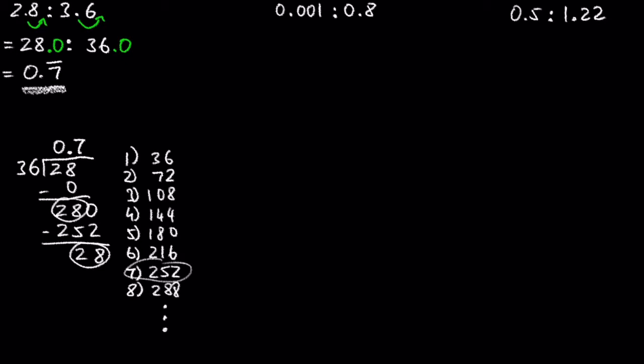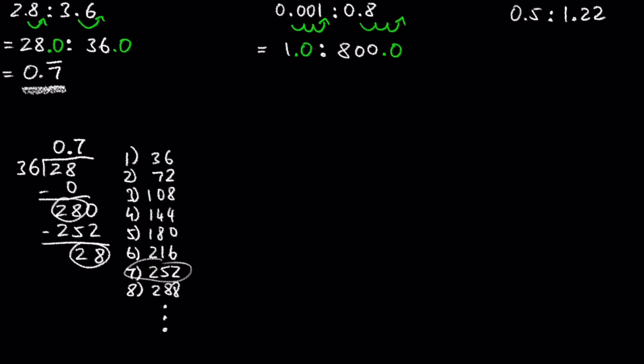Let's look at 0.001 divided by 0.8, where the dividend has more decimals than the divisor. Again, the first step is to move the decimal point 3 places to the right to get the whole number 1. But don't forget to move the decimal point of 0.8 also 3 places to the right. 1, 2, 3. So we get 1 divided by 800. Now do the regular long division and you're done.